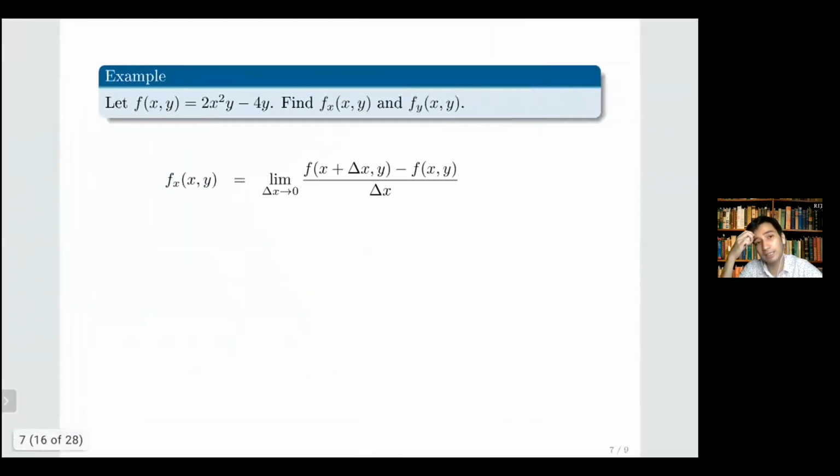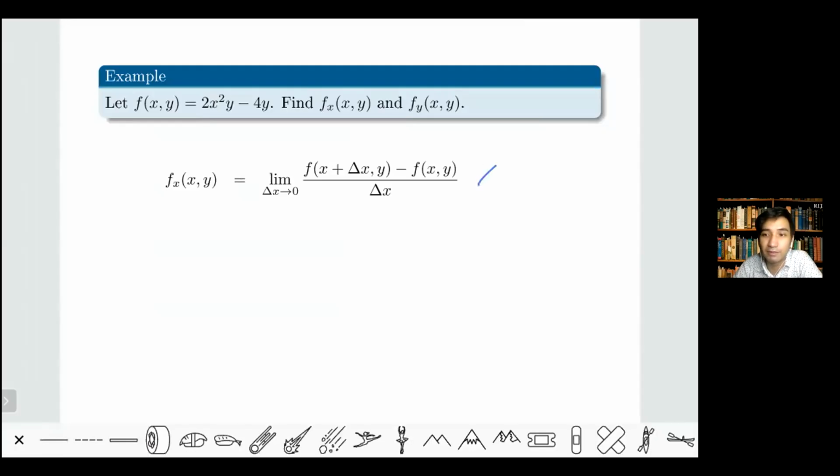Okay. So as an example, balikan natin yung tanong sa simula. How do we find the derivatives? So in this case, how do we find the partial derivatives of this function f of xy equals 2x squared y minus 4y? So this is the definition of the partial derivative with respect to x, right? So ano lang, evaluate lang natin tong limit na to.